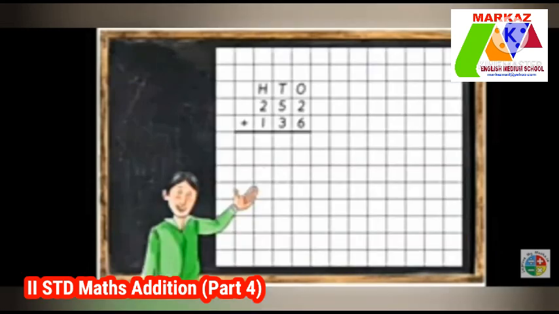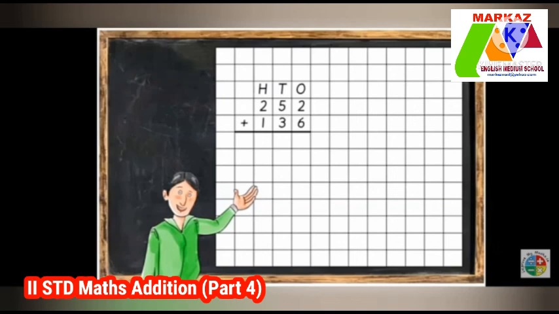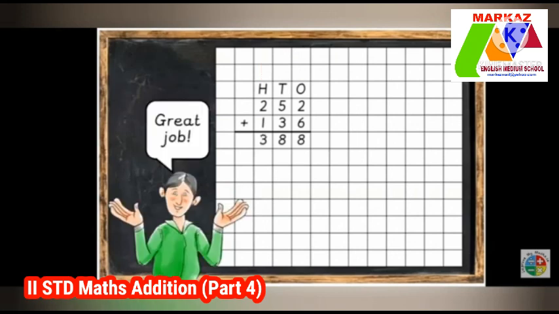Great job. If you haven't already done so, go back to your piece of paper and write in the 2 plus 6 is 8 ones, 5 tens plus 3 tens is 8 tens, and 2 hundreds plus 1 hundred is 3 hundreds. Great job.